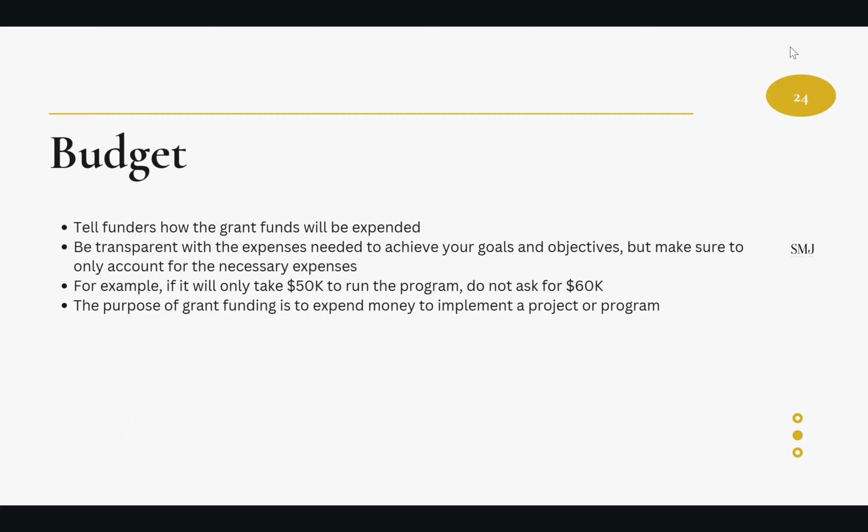Do not ask funders for more money than you need. If the project requires $50,000, don't ask them for $60,000. The purpose of grant funding is to expend money to implement a project or a program.